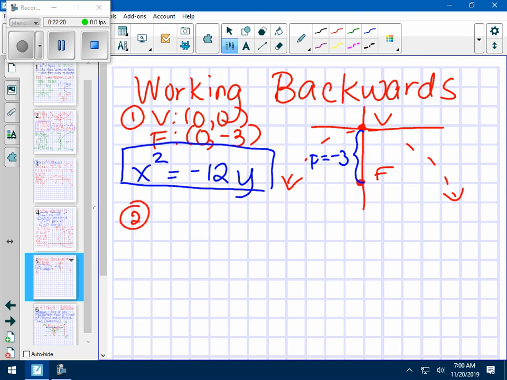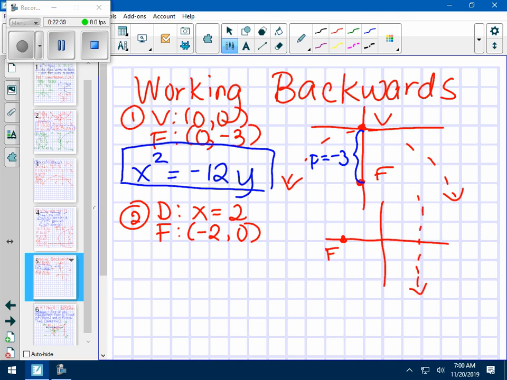Okay, let's try another one quickly here. So if the directrix is at x equals 2, and the focus is at -2, 0. Although maybe you can visualize this without plotting everything. Doing some quick graphs off to the side. There's the focus. The directrix is over here. Make sure you make that a vertical line, x equals 2.